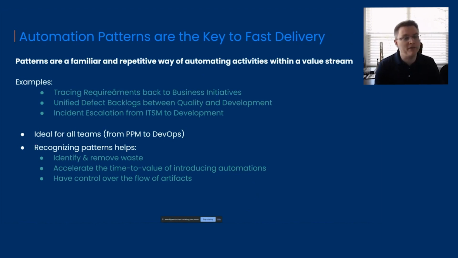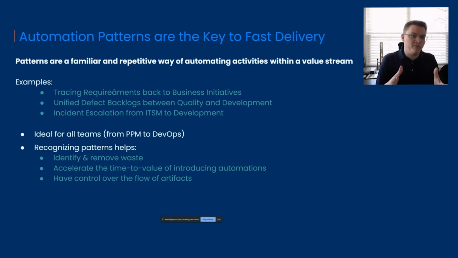And automation patterns are really the key to delivering fast. Examples of this could be tracing requirements back to business initiatives, or it could be unifying a backlog, unifying defects in a backlog. It could be escalating incidents from an ITSM tool to a development tool so it can be fixed.